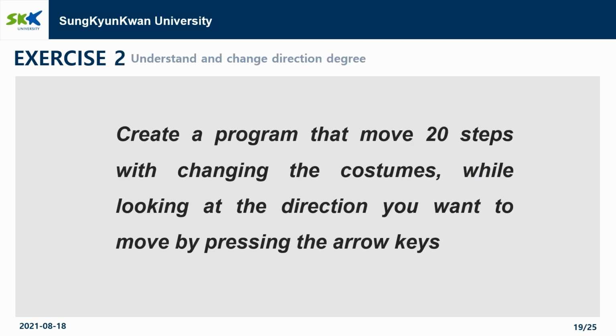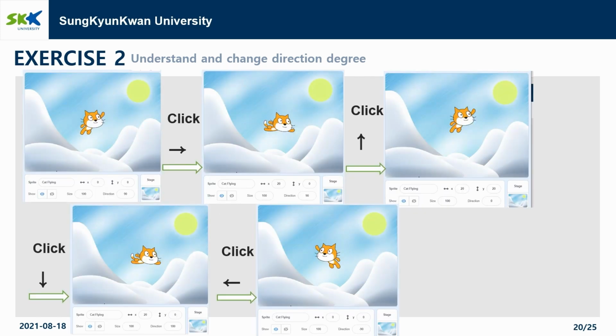Second exercise is similar to first one, but direction element is added. Let's create a program that moves 20 steps with changing costumes while looking at the direction you want to move by pressing the arrow keys. Let me explain by the pictures. When you press the right arrow key, the sprite heads to right and moves to right 20 steps. Also, the cat changes its costume. When you press the up arrow key, the cat heads to up direction with changing costume. We learned how to change direction.